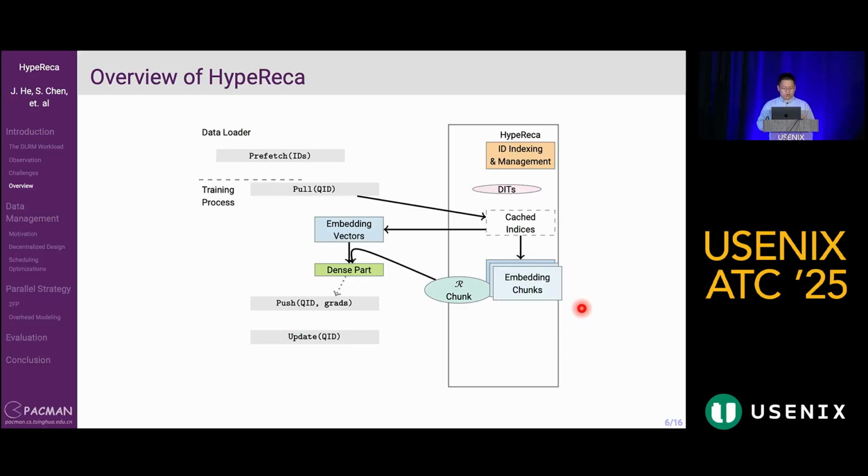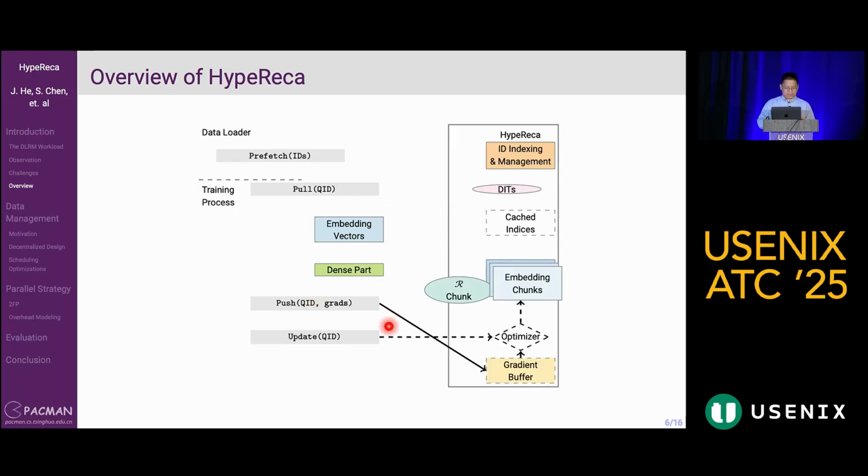The system HypeReca will load the actual embedding data onto the GPUs during the training process. The system internally manages different embedding vectors in different locations. As you can see here, we have different embedding chunks, and we have a special R chunk. I will explain this later. We have to maintain the internal data consistency as well as achieve low communication overhead. Finally, the push and update operations. By the end of each training iteration, we need to update the gradients calculated by the neural network and the optimizer into our system. So we have these 2 operations.